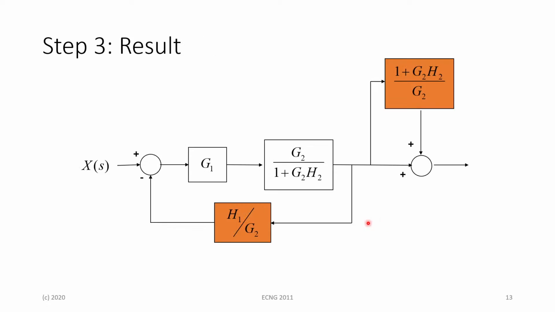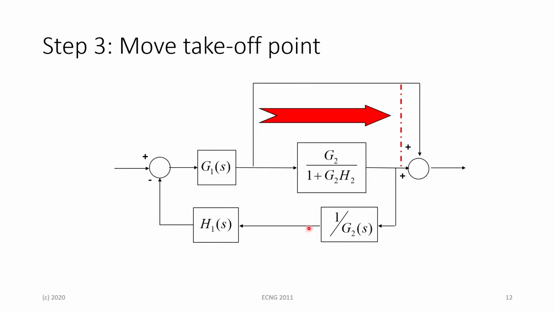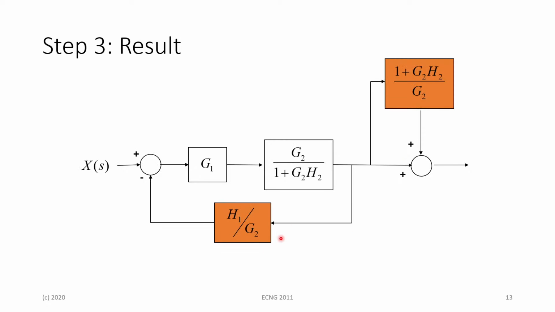For people who may be questioning why we have H1 divided by G2 here: we had H1 multiplied by 1 divided by G2, so that's why we get H1 divided by G2. Now that we moved that takeoff point from left to right, this part is also a negative feedback system, where our feed forward part is represented by our G1 block and our G2 divided by 1 plus G2 H2 block, and our feedback path is H1 divided by G2.